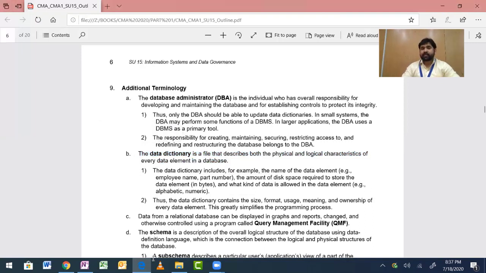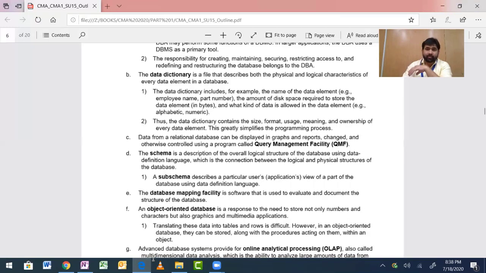The data dictionary includes, for example, the name of the data element, the amount of disk space required, and what kind of data is allowed in the data element, alphanumeric, alphabetic, or numerical. So that is the data dictionary, basically the explanation of the cell, what things are allowed to be in there. Thus, this dictionary contains the size, format, usage, meaning, ownership, everything. This greatly simplifies the programming process.